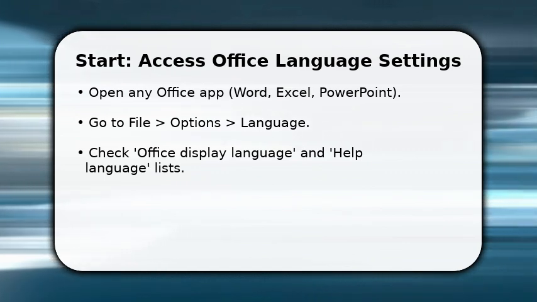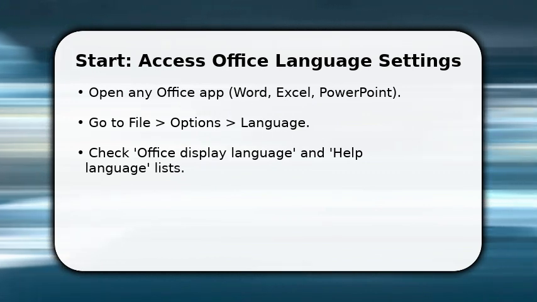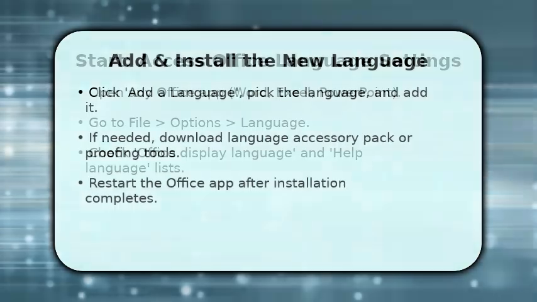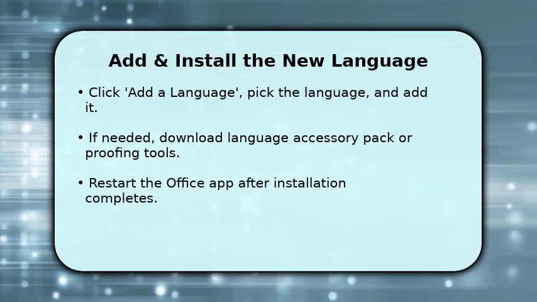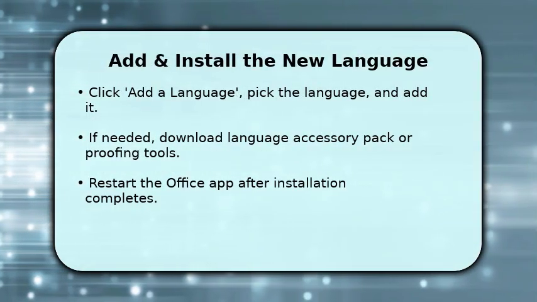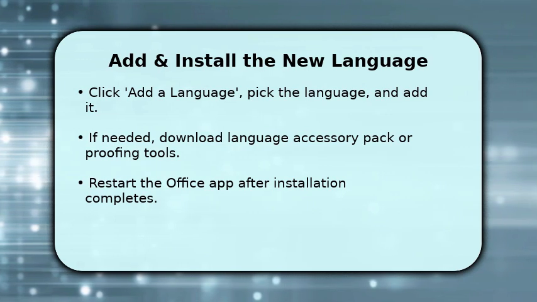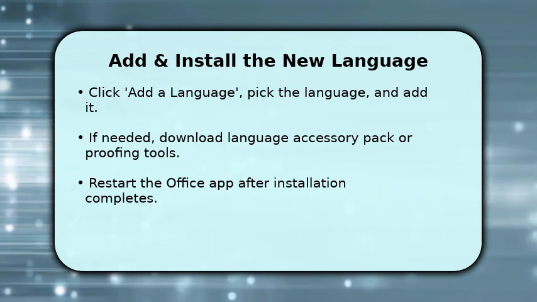Make sure you're signed in to sync settings across devices because changes may follow your account rather than the local machine. Next, add and install the language pack. Click Add a Language, choose the exact variant, for example, Spanish Mexico, and press Add. Some languages require downloading an accessory pack or separate proofing tools. Follow prompts to download and install.